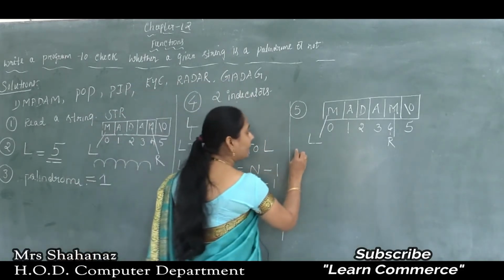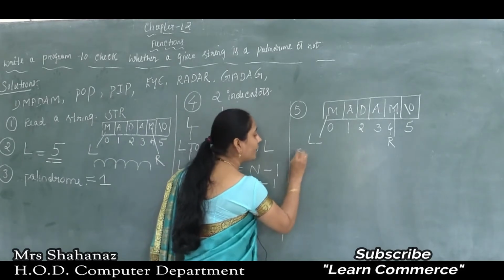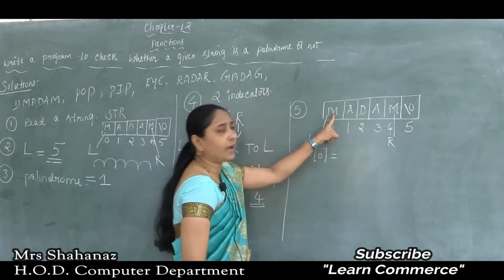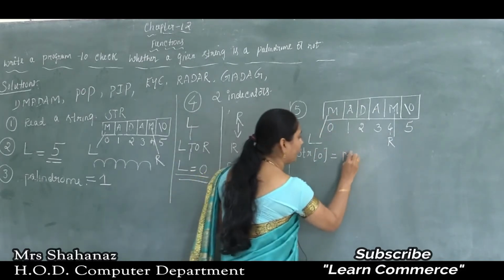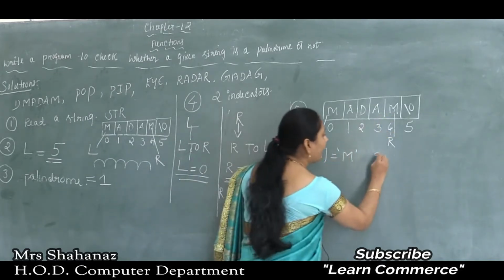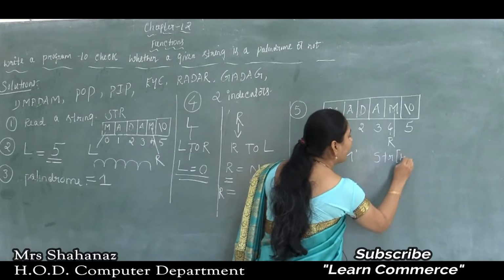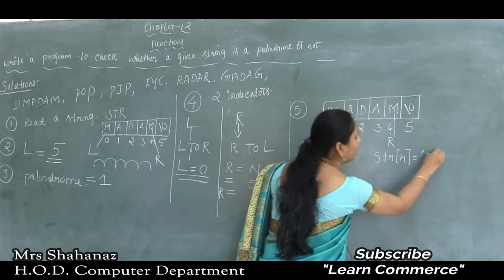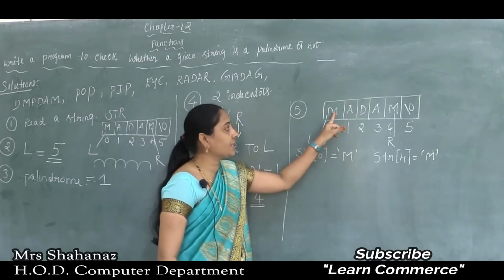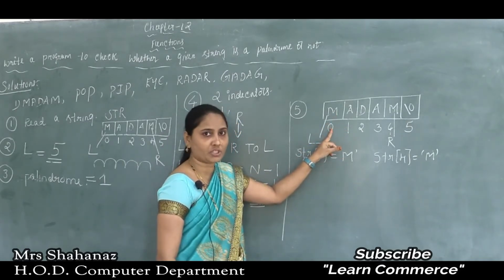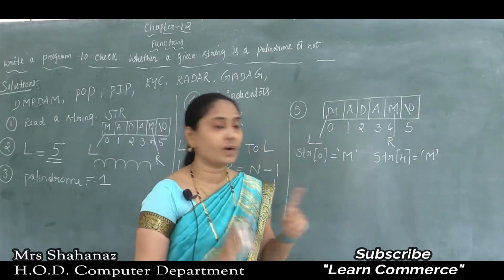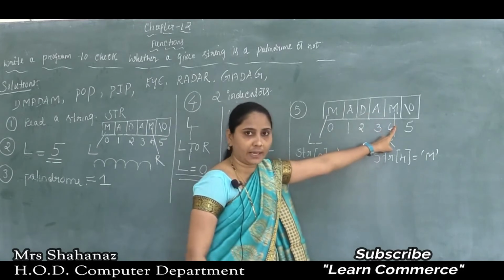Now here, the str of 0, the character is M, correct? The str of 0, the character is M, and when you take the str of 4, here also the character is M. Is it right? What I selected here, the str of 0 in the 0 position, now I am going to compare the first character with the last character, correct?